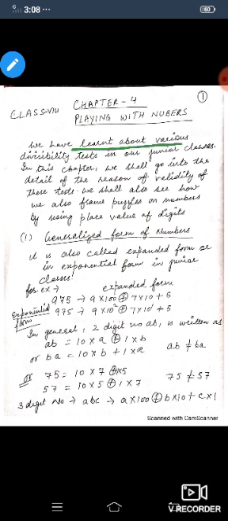We have learned about various divisibility tests in our junior classes. In this chapter, we'll go into the detail of the reasons for the validity of these tests. We shall also see how we frame puzzles on numbers by using the place value of the digits.